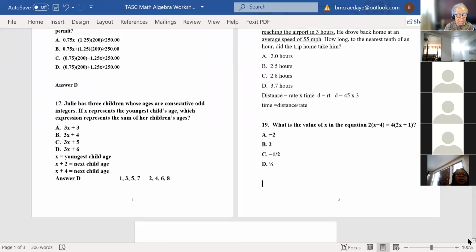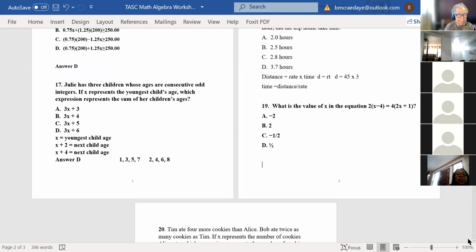Does anybody not understand 19? I don't. Well, I give an answer and I don't know if I'm right. Okay. All right. Let me get you started on 19. I want you to solve it. I won't solve it for you. I just want you to solve it.